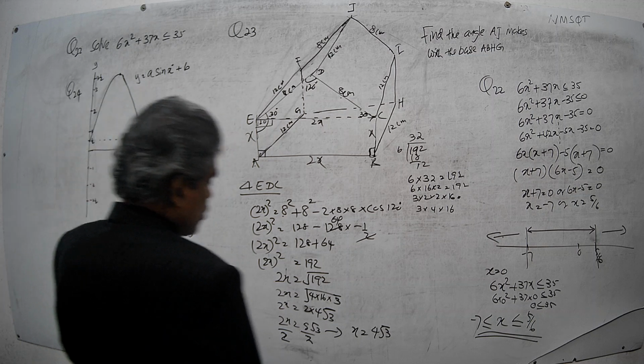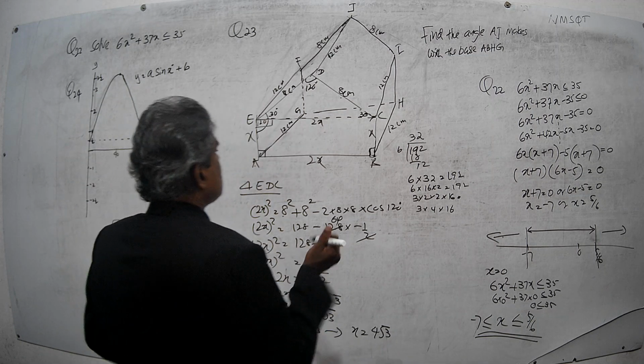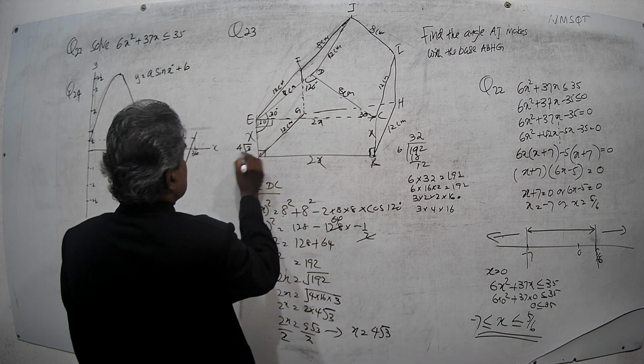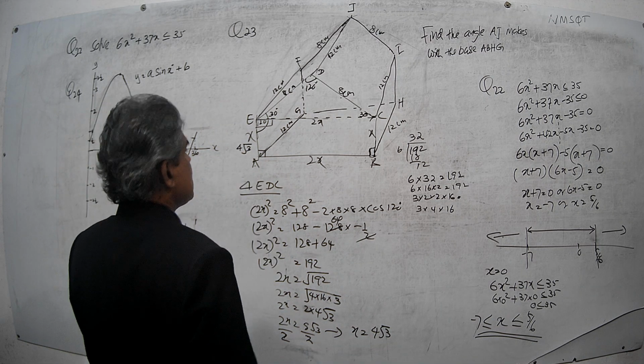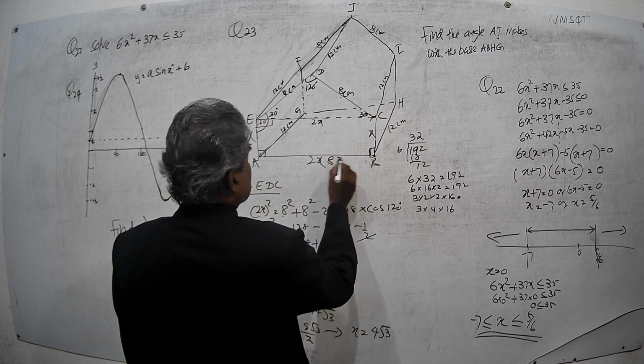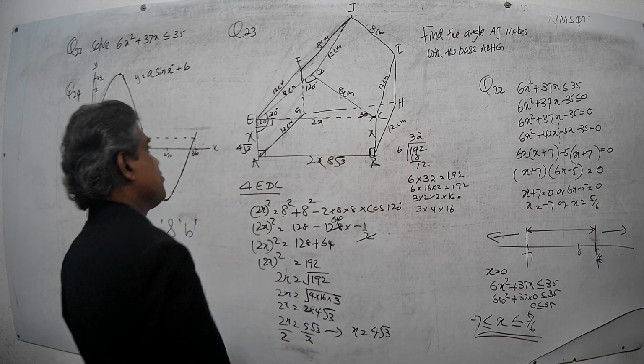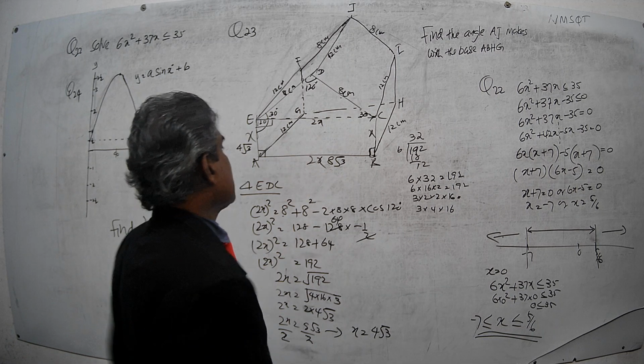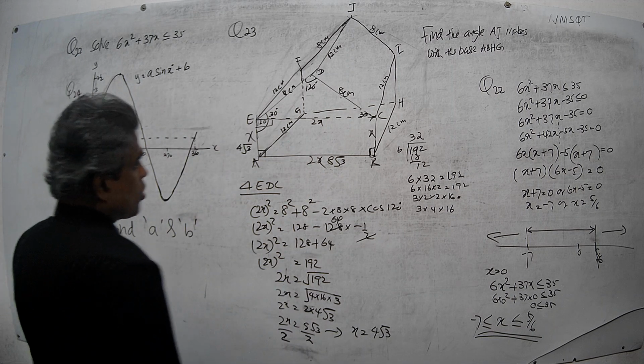Now we found x. If x is 4 square root 3, then 2x will be 8 square root 3. We found x and 2x.